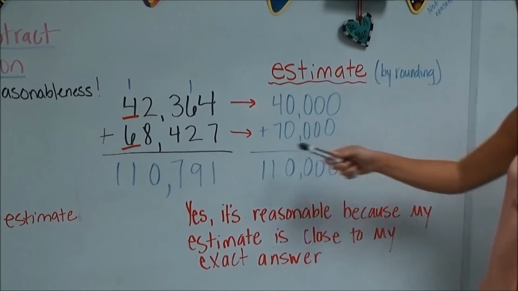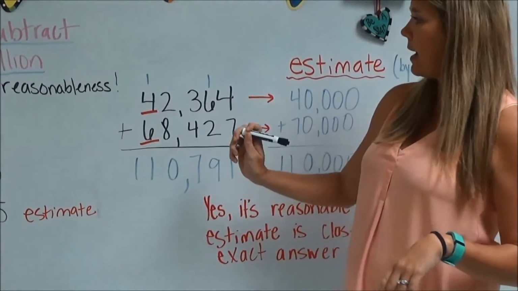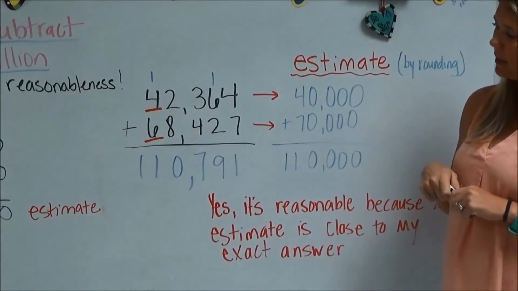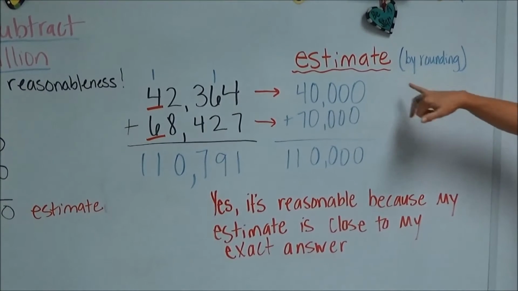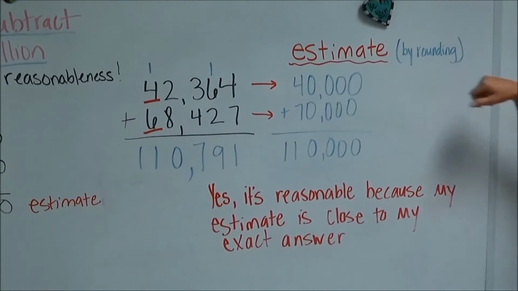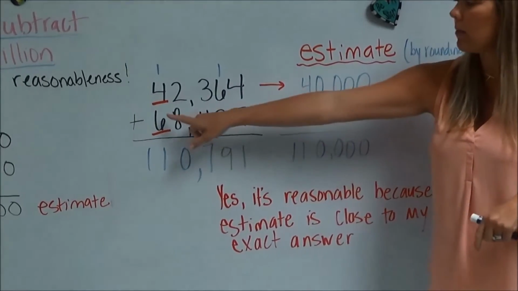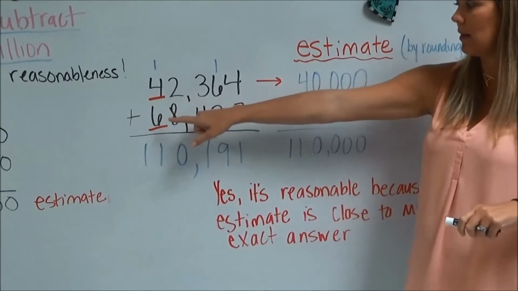So our first job is we're going to have a number, and it could be up to the millions place, but here I just went up to the 10,000s. Our first job is to estimate, and we estimate by rounding. We did rounding since the beginning of the year, so the students know how to do that. But we want to round to our greatest place value, which is the 10,000s place.